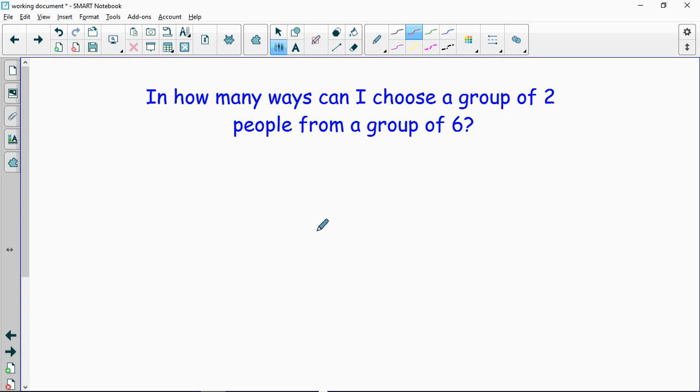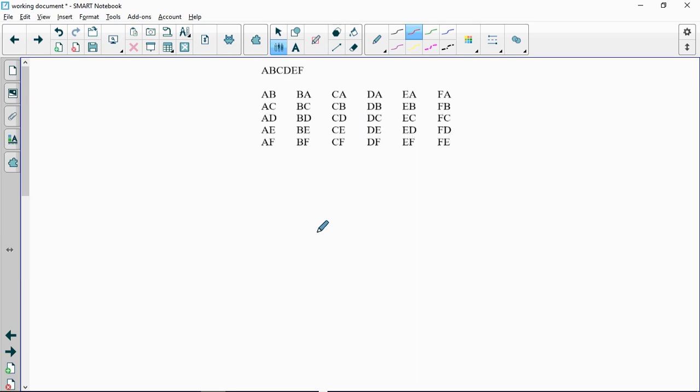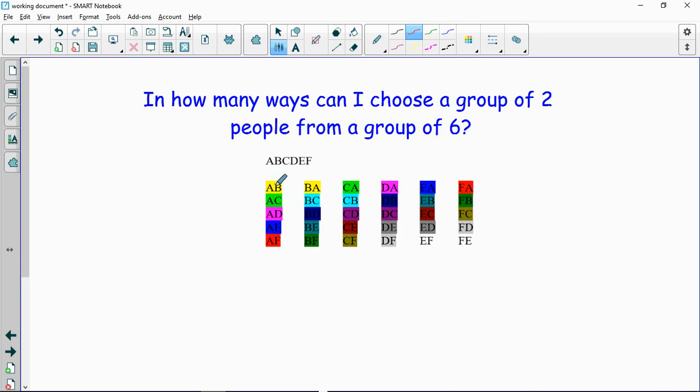Let's look at another example, again one that is similar to the one that we looked at with the permutations. In how many ways can I choose a group of 2 people from a group of 6? Well, they're the permutations, and you might remember that there were 30 of them. However, this was AB different to BA. Here, I want to count those 2 just as 1. So I've shaded them in yellow.